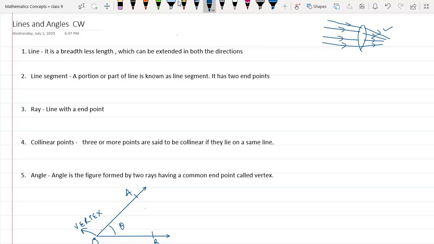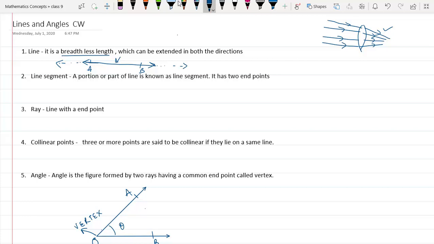So let's start. First of all, what is a line? I have written over here, it is a breadthless length. We all know a line is shown like this. It is considered that the breadth of this line is negligible. Although it cannot be 0, it is negligible, and it has arrows at both ends, meaning it can be extended in both directions. So if AB is a line, it can be extended on both ends, like this, and so on.